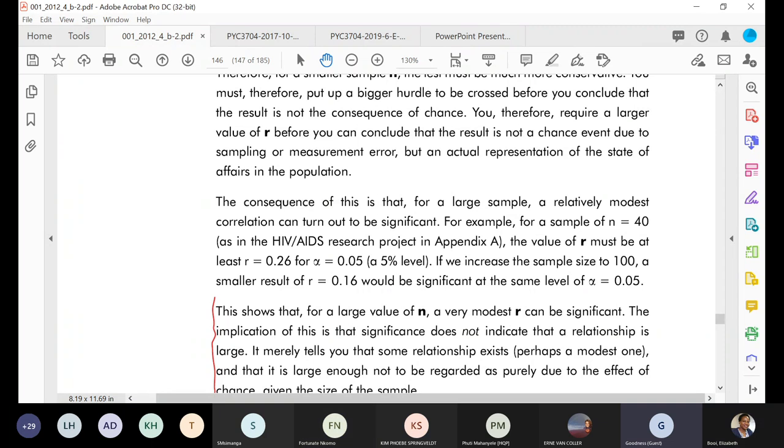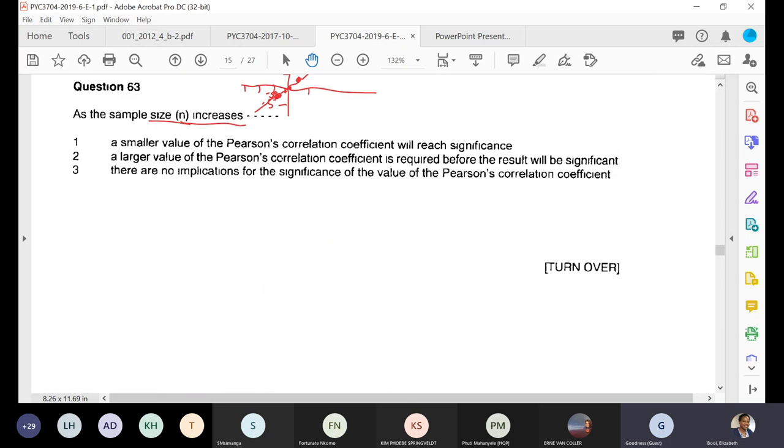I agree. Yes, we also agree. One makes sense. It's one.